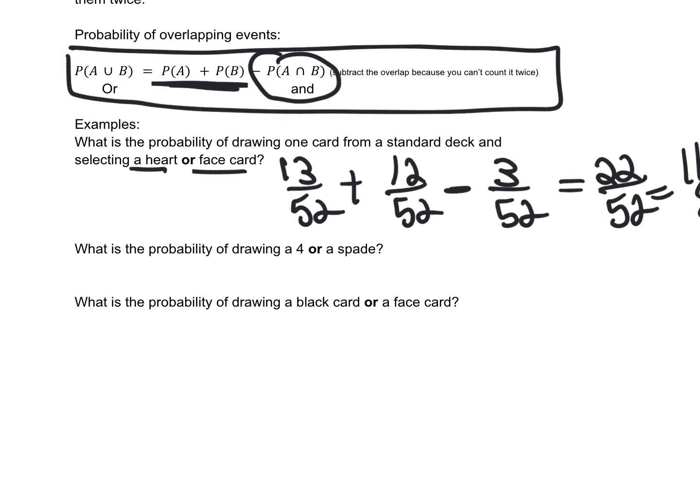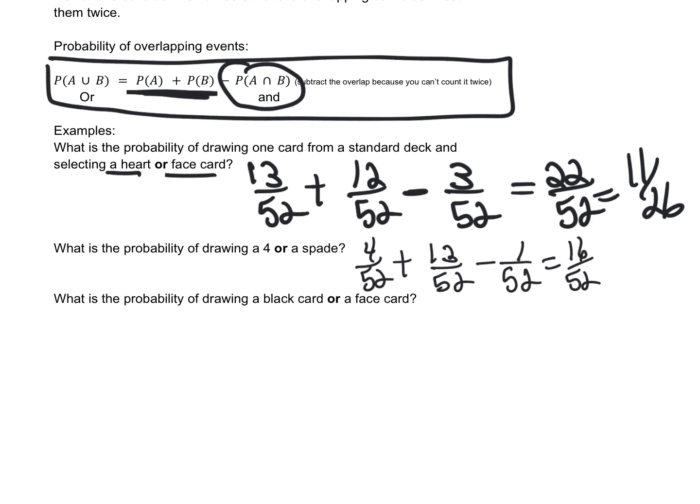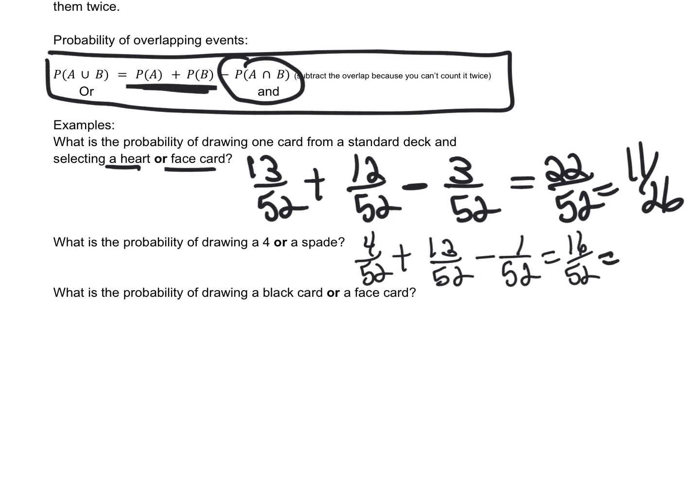And then last, what is the probability of a 4 or a spade? Well, our probability of a 4, there's 4 out of 52, plus our probability of a spade, there's 13 spades out of 52. Well, how many do they have in common? Well, there's the 4 of spades that you counted as both a 4 and a spade that you would have to subtract out. There's 1 of them that you would have to subtract back out, which would give you 16 out of 52. And to simplify, that would be 4 out of 13.